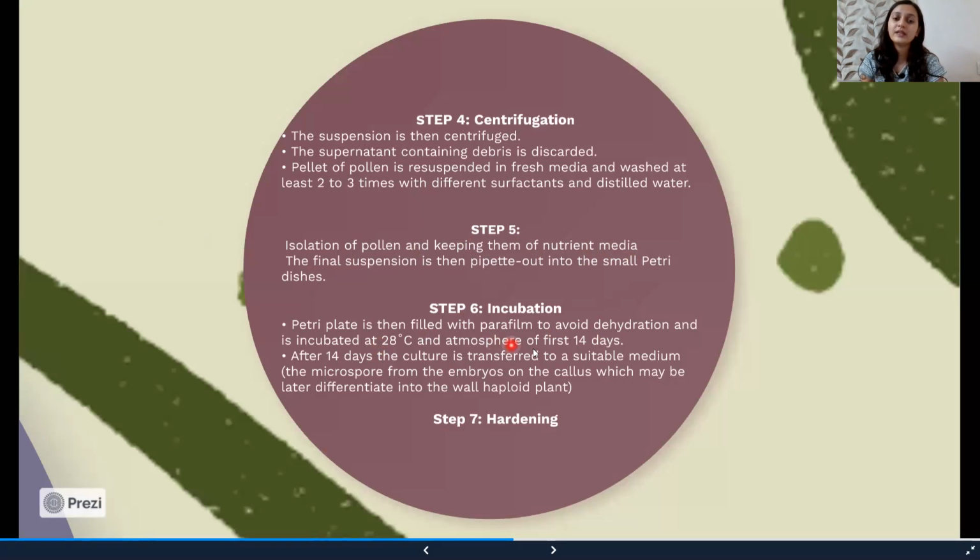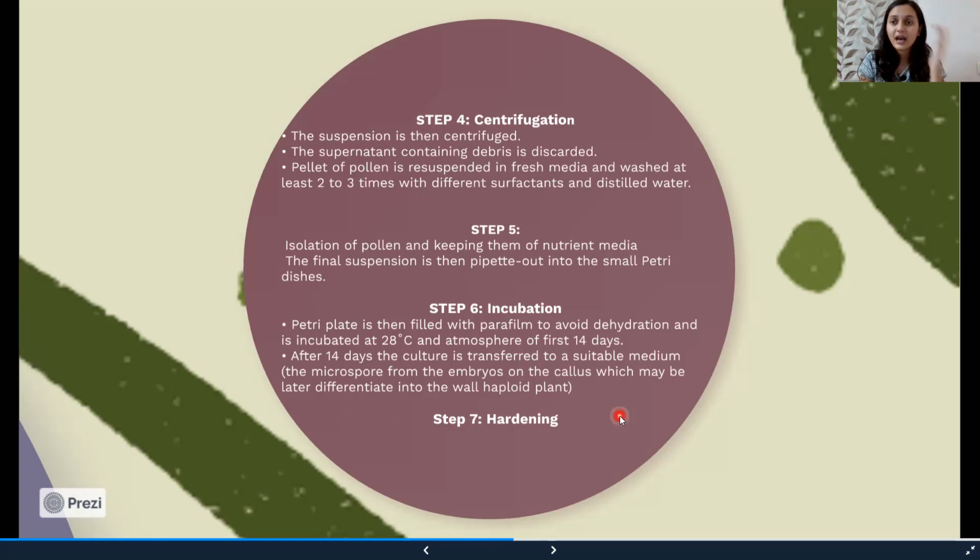Incubation. The petri plate is then filled with paraffin to avoid dehydration. Paraffin is a yellowish liquid which avoids dehydration, and it is incubated at 28 degrees Celsius for at least 14 days. After 14 days, the culture is transferred onto a different medium. The microspore forms an embryo on the callus, which may later differentiate into haploid plantlets.